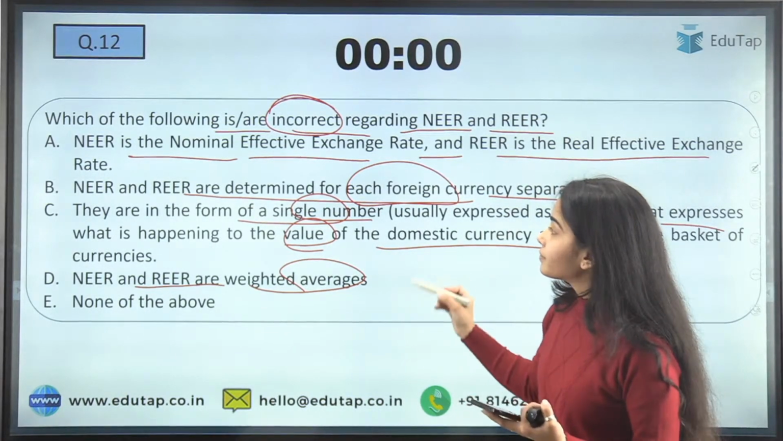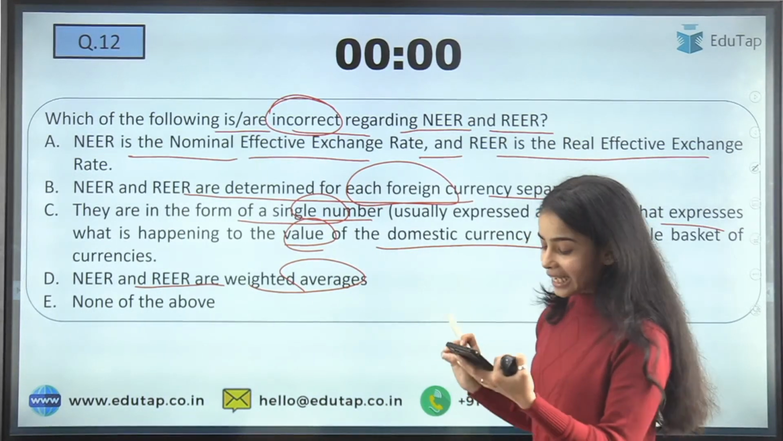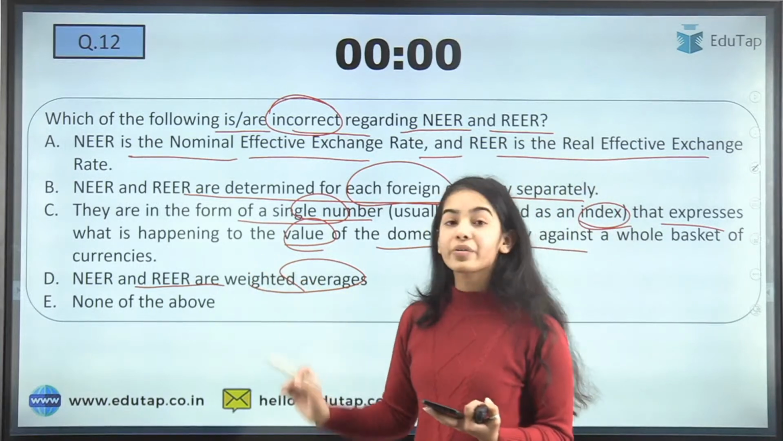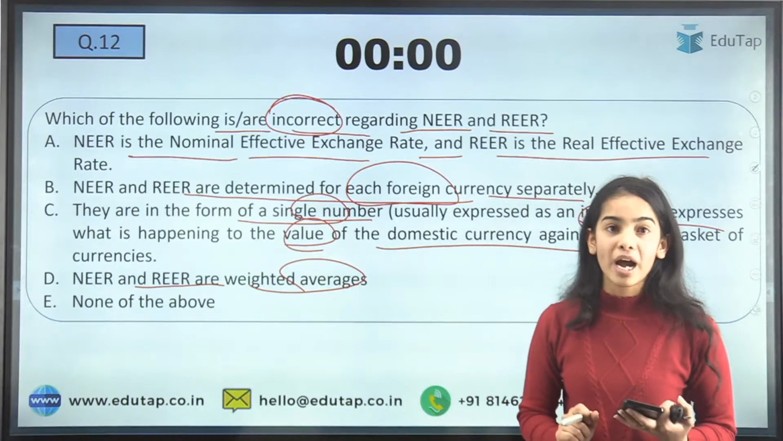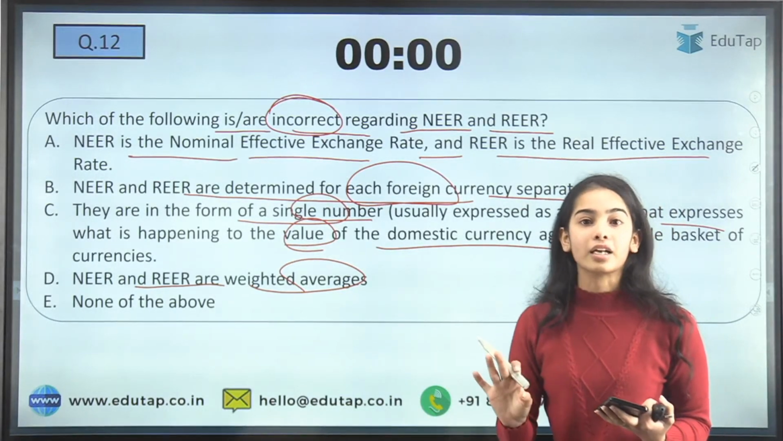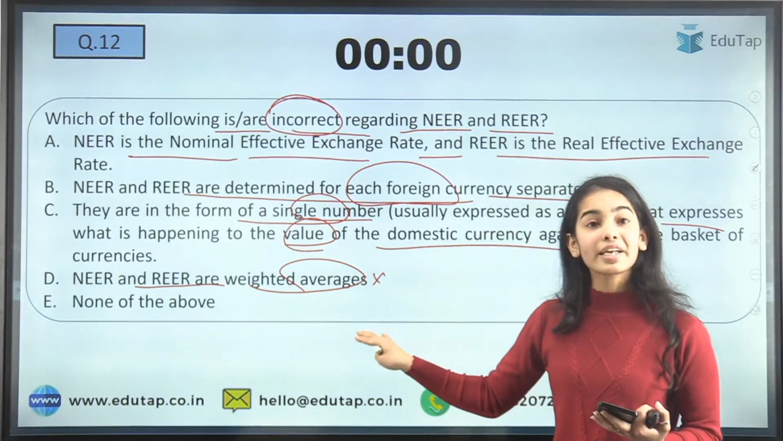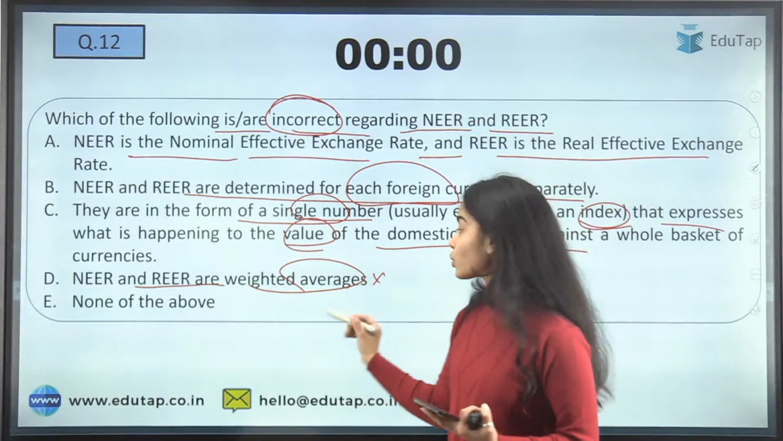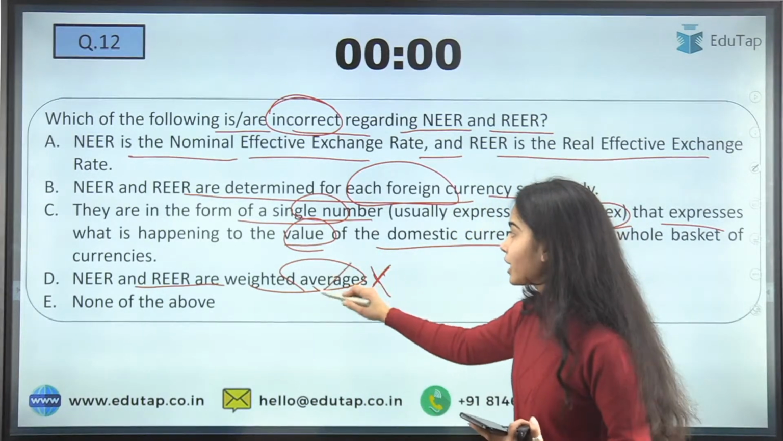Okay, so I am getting very different answers from all of you, and these should not be. See, NEER and REER both are weighted averages. I will show you the definition given by the Reserve Bank of India of the NEER and REER, and in both of them weighted is written. So this should not be the answer. This is in their definition, and if you know the definition, you must know that this is not incorrect. This is the correct statement. Okay, this is correct.